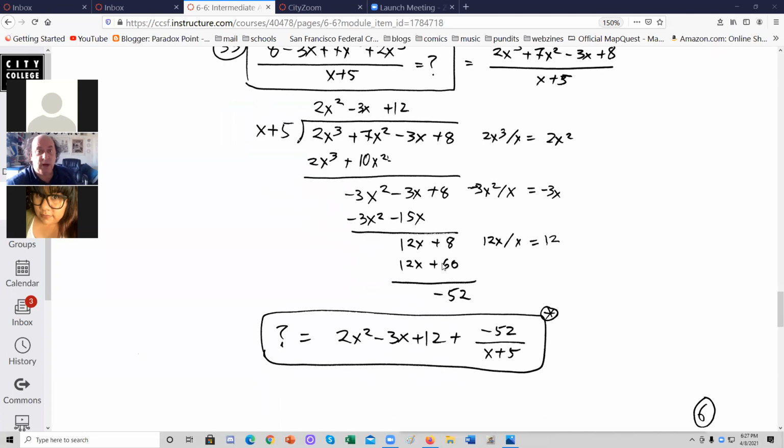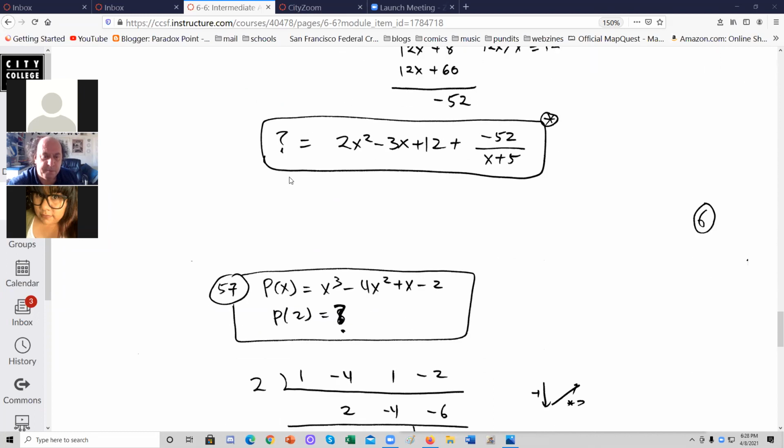So the ratio is the quotient plus the remainder over the denominator, 2x squared minus 3x plus 12 from here, plus negative 52 from here, divided by x plus 5 from here.